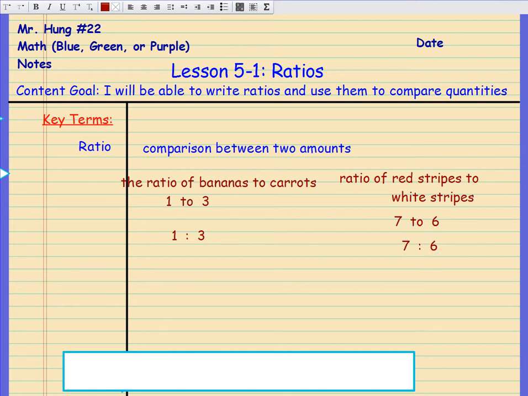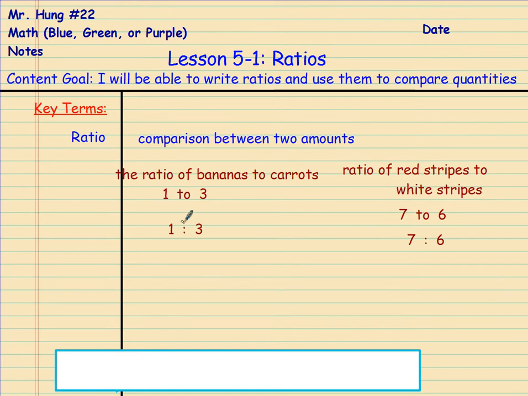There's one more way, and the last way is a fraction. We can write this as a fraction. This is 1 over 3. And it's 7 over 6. So this would be 7 to 6. 3 ways of writing a ratio. 1 way, 2 ways, 3 ways.